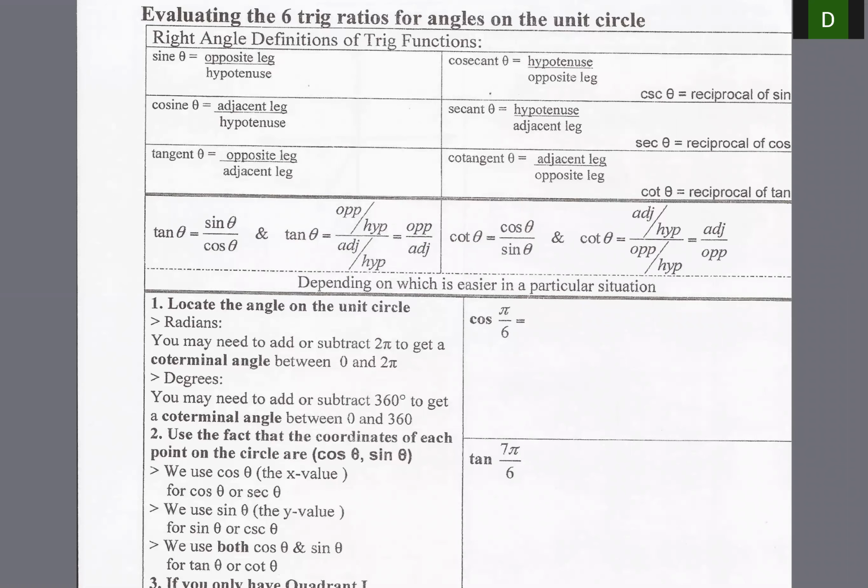So make sure you know that tangent is sine over cosine. It's the y-coordinate divided by the x-coordinate on the unit circle. Cotangent is the reciprocal, so that means it's cosine over sine. So on the unit circle, that would be the x-coordinate divided by the y-coordinate. And you can see off to the side how it gets simplified.